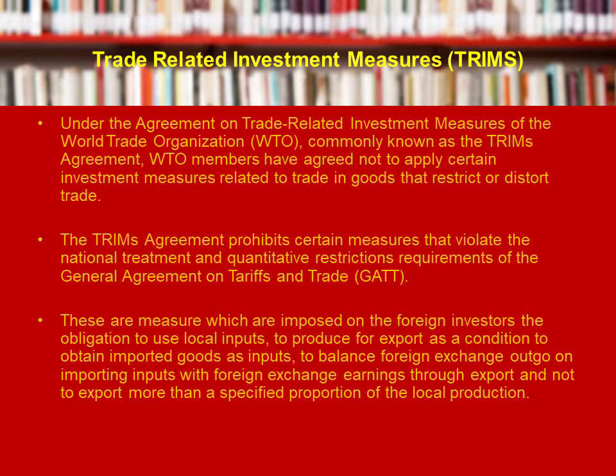Trade-related investment measures. Under the Agreement on Trade-Related Investment Measures of the World Trade Organization, commonly known as the TRIMS Agreement, WTO members have agreed not to apply certain investment measures related to trade in goods that restrict or distort trade. The TRIMS Agreement prohibits certain measures that violate the national treatment and quantitative restrictions requirements of the General Agreement on Tariffs and Trade (GATT).